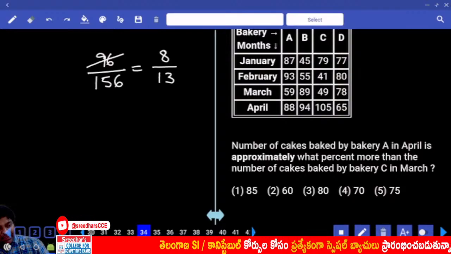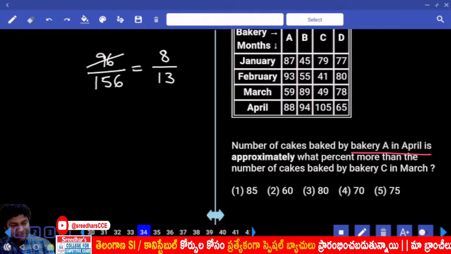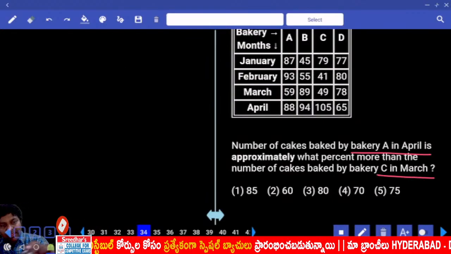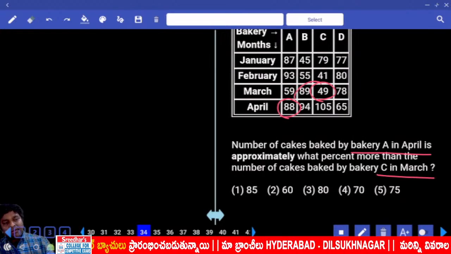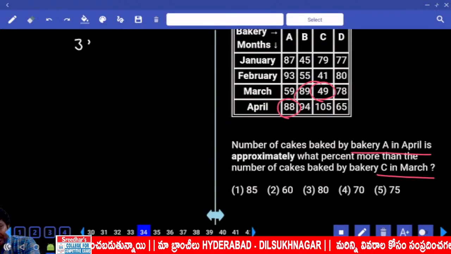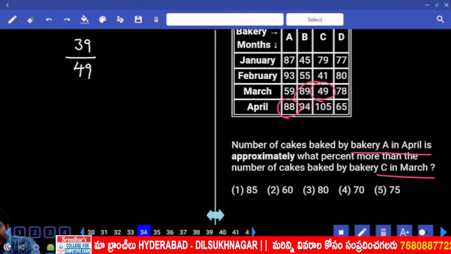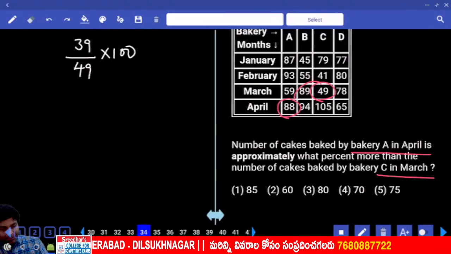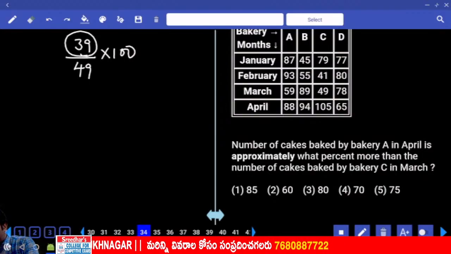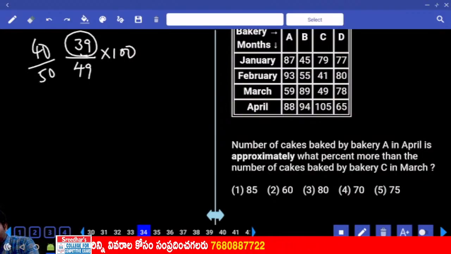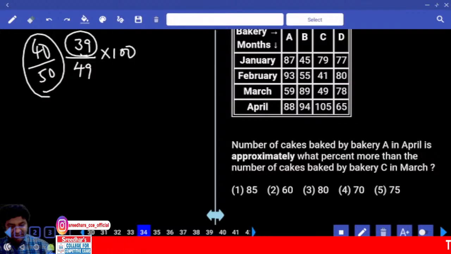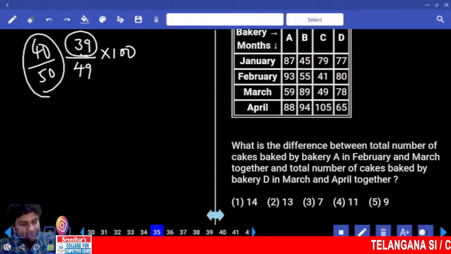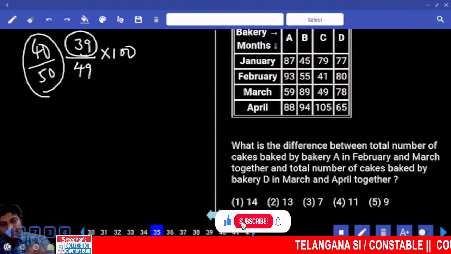Number of cakes baked by bakery A in April is approximately what percent more than C in March? A in April, C in March. 88 is 39 more than 49 percentage. It is approximate, right? Can I take numerator as 40 and denominator as 50? Approximate number both increased by 1 each. Correct? 4 by 5 fraction. Percentage 80%.